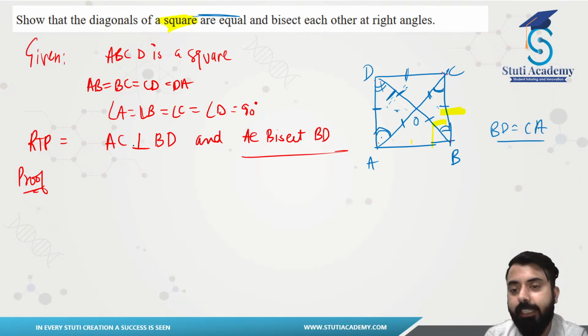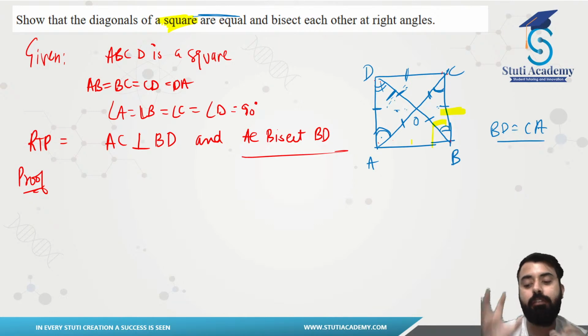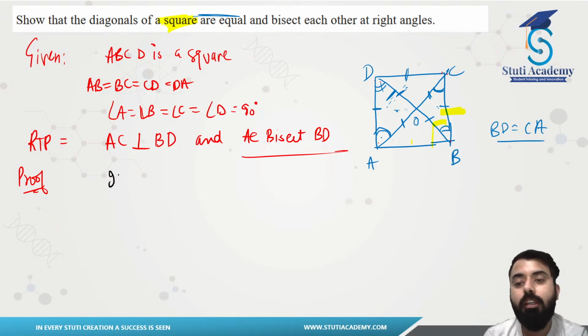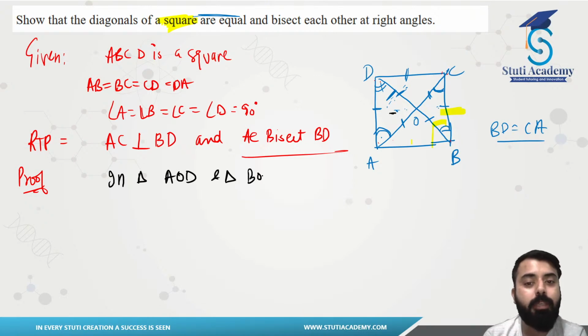So for the second part, for the part where we have to prove that the diagonals are bisecting each other, we have to just go for this. In triangle AOD, that means this one, and triangle BOC, that means this one. Now for this case, what can you say about this?